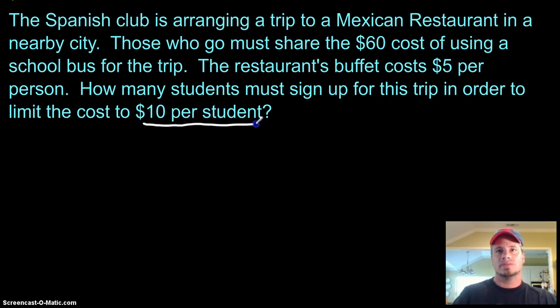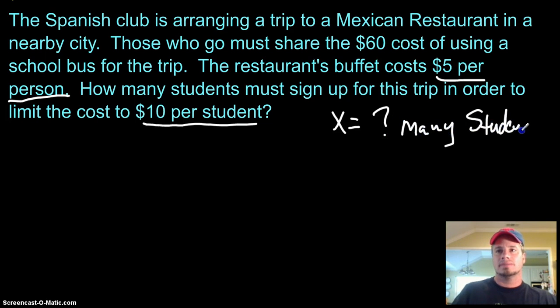Okay, this is a rate too. We've got two rates. Okay, now what's the question? How many students must sign up? So your variable is equal to what they're asking for. X equals how many students? Okay, X is how many students. Well, the rate here tells you what to multiply by. $10 is going to be multiplied by students. That's X. This rate tells you what to multiply by. $5 per person. That's X. Okay? So we're going to have an equation.